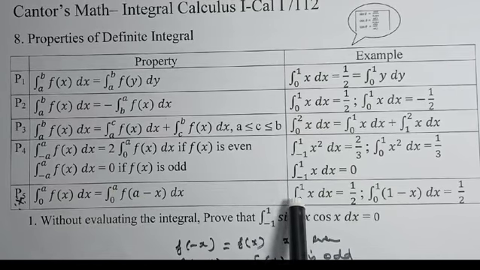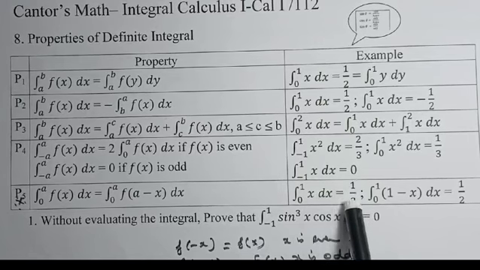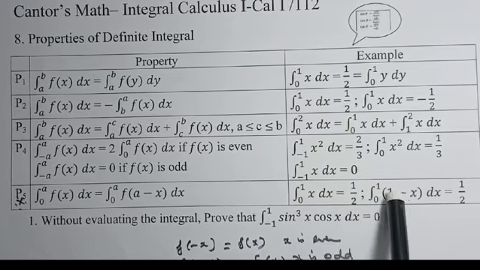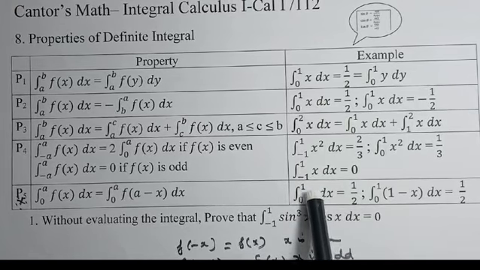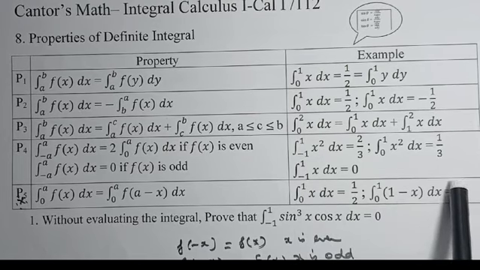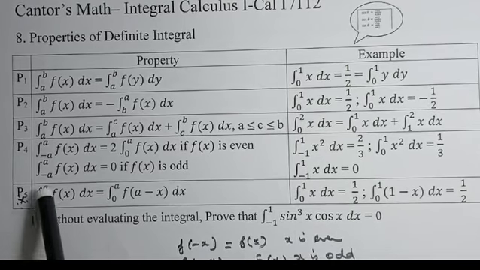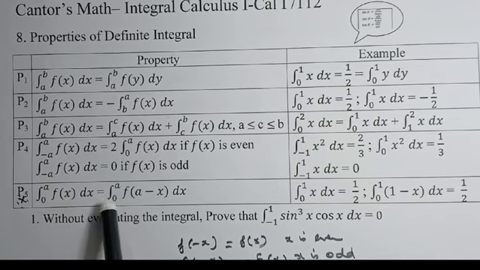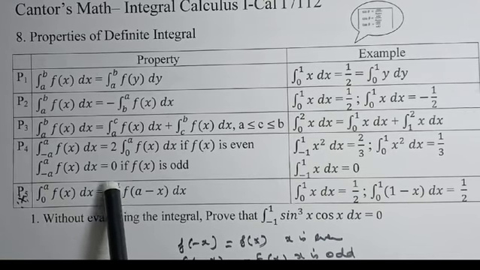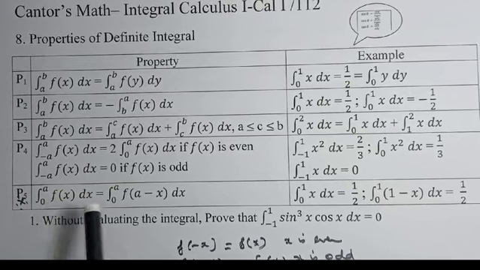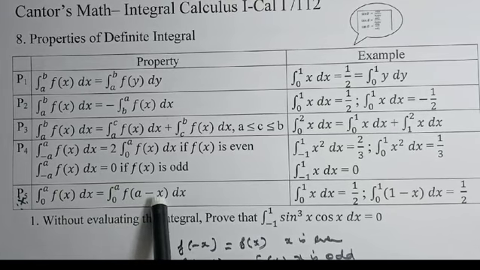Suppose integral 0 to 1 x dx is 1 by 2. Integral 0 to 1 can be written with 1 minus x. Upper limit is 1. Therefore, in the x place you can write 1 minus x. It is also equal to 1 by 2. That is, integral 0 to a f of x dx equals, the lower limit should be 0, integral 0 to a f of a minus x, upper limit minus x, dx.